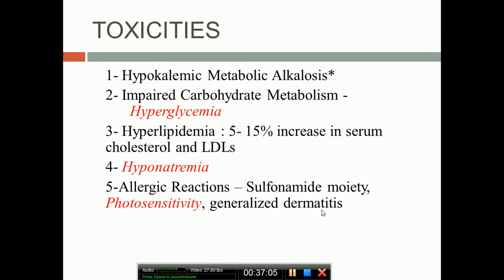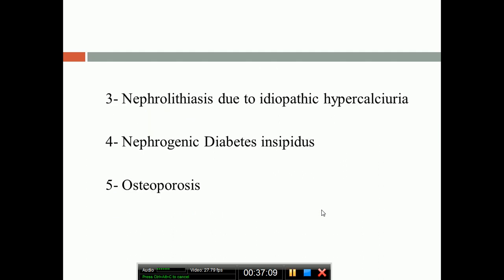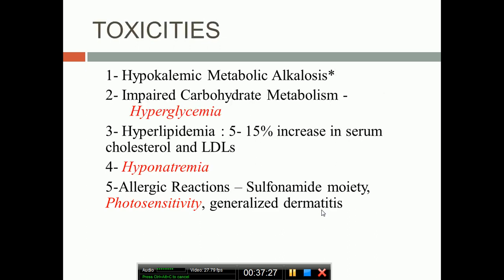If we talk about nephrolithiasis due to idiopathic hypercalciuria, thiazide diuretics promote calcium reabsorption, or they preserve calcium within the blood. So that is why they are used for this.